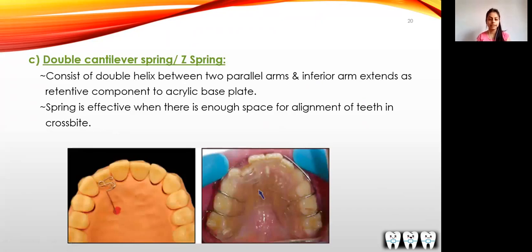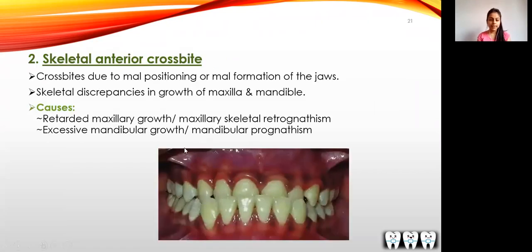Next is the double cantilever spring or the Z spring. It consists of a double helix, which is placed between the two parallel arms, and the inferior arm extends as a retentive component to the acrylic base plate. This spring is effective when there is enough space available for the alignment of the teeth which are in crossbite. Now let's talk about the skeletal anterior crossbite.